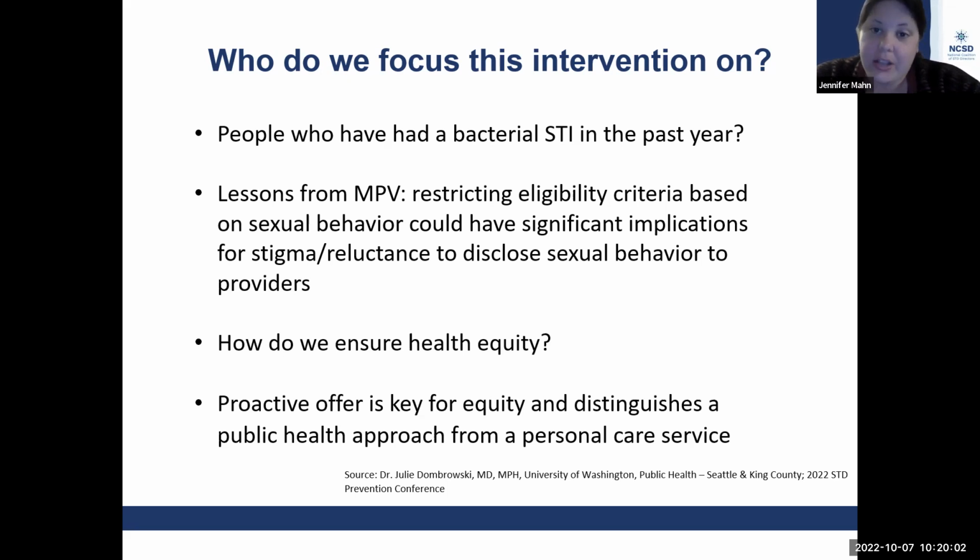And what we learned is restricting eligibility criteria based on sexual behavior could have significant implications, not just for stigma, but reluctance to disclose sexual behavior. I know that some clinics and some health departments actually changed that criteria and made it more general and more inclusive so that people didn't have to disclose their behavior, or just removed that language altogether in order to be considered for MPV vaccine. So we really need to think critically about what this looks like, and this highlights the importance of engaging the community from day one.